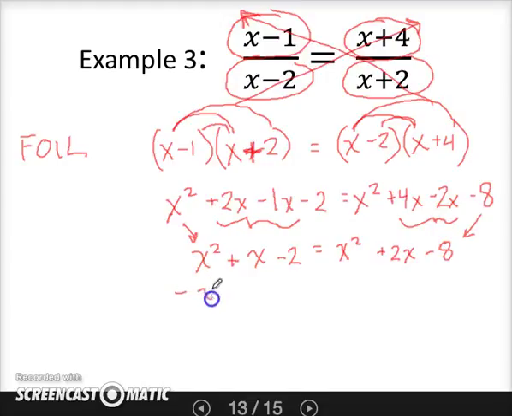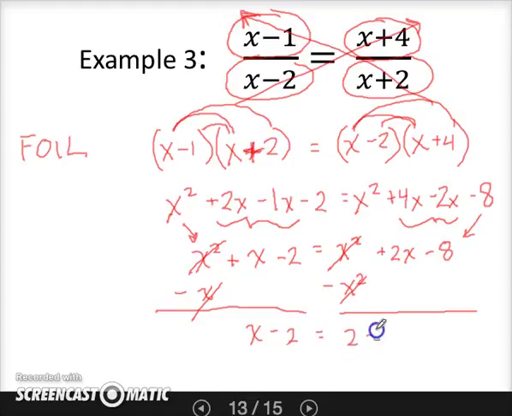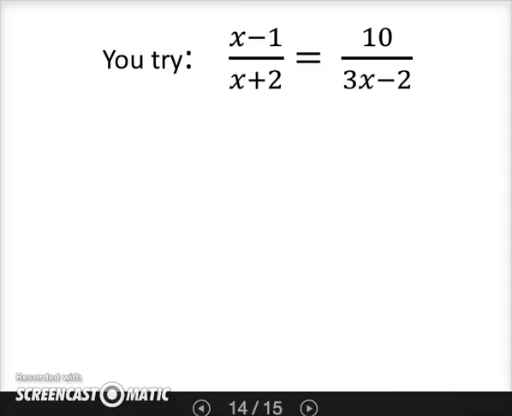Okay, now we get to subtract x squared from both sides of the equation, leaving us with no more x squareds in this equation. Because fortunately, we had 1x squared on both sides. So now all we have is x minus 2 equals 2x minus 8. So I'm skipping a couple of algebra steps here. I'm going to be left with x on this side and 6 on this side. And you can check my work there on your own paper. You try this one.